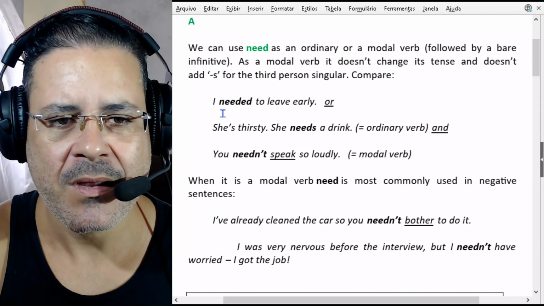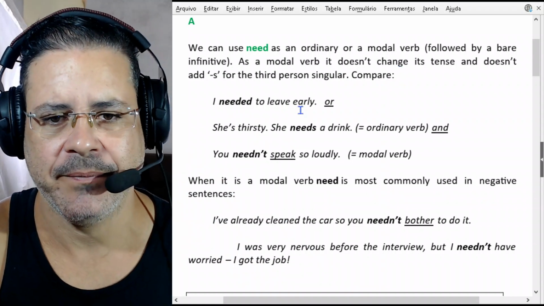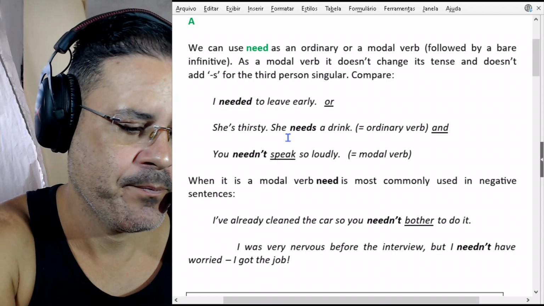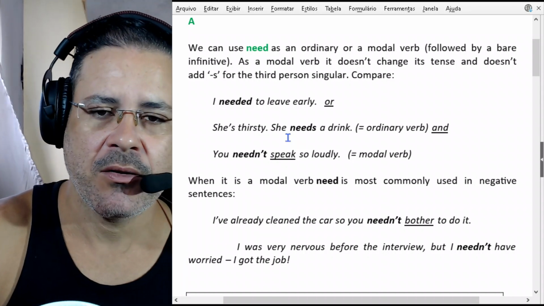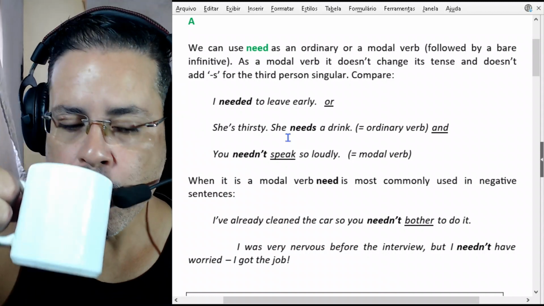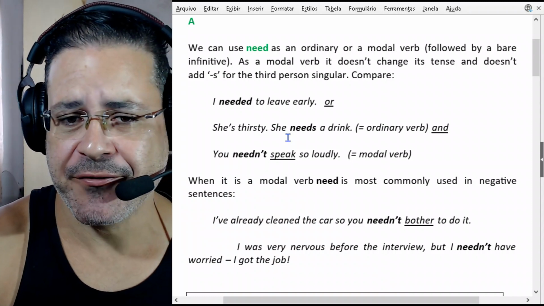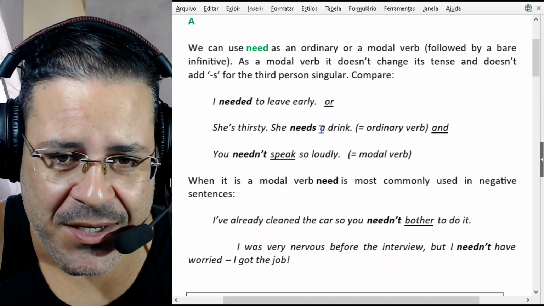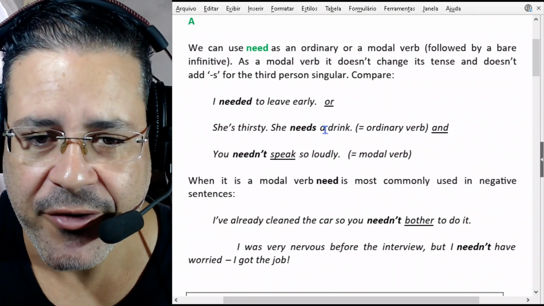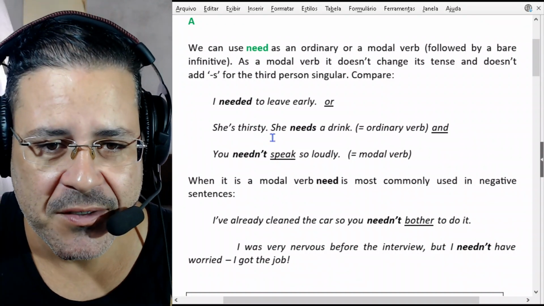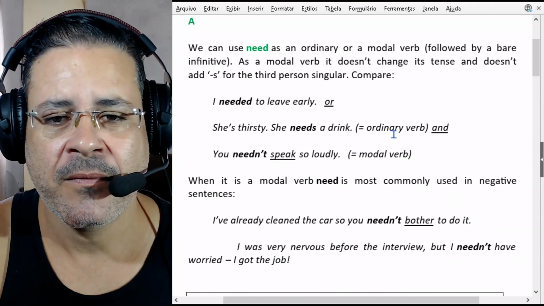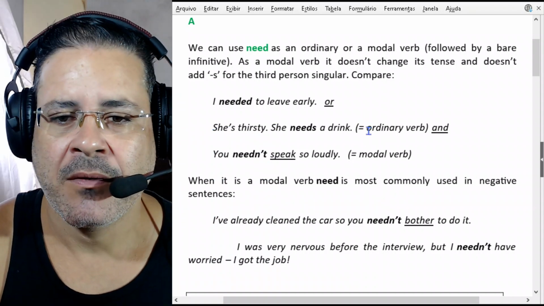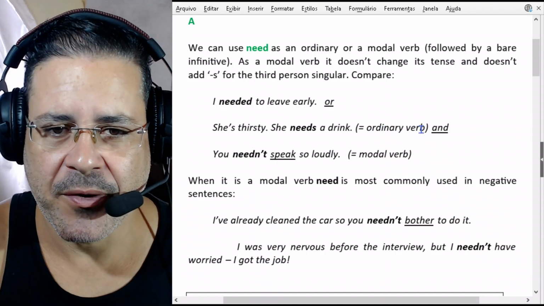Compare. I needed to leave early. Or she's thirsty. She needs a drink. When you say she needs a drink or I need a drink, there's a variation to the verb. So we add s to need. When we add s or we make a variation to the verb, it means that it's being used in its ordinary way. So in that case, she's thirsty. She needs a drink. This is the ordinary verb.